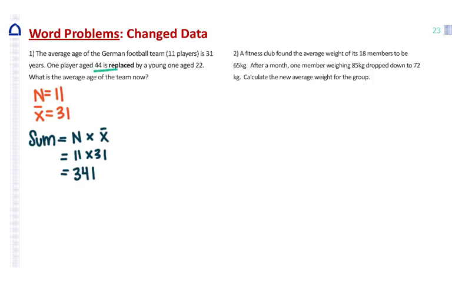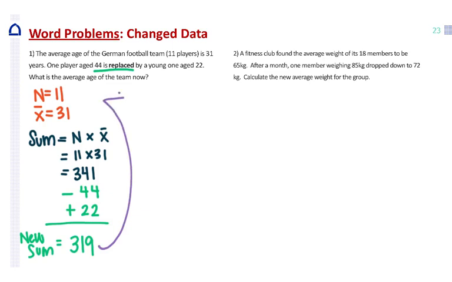And then we'll see what changed. A player aged 44 is replaced. So he leaves the team. So we subtract his age from the total, and he's replaced. So a new one joins the team who is 22. So we're going to have a new sum in this case, and it will be 319. Now, how do we use that to answer the question?